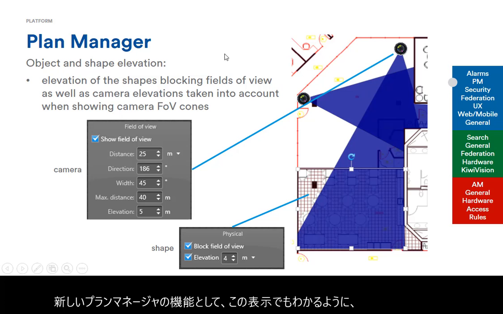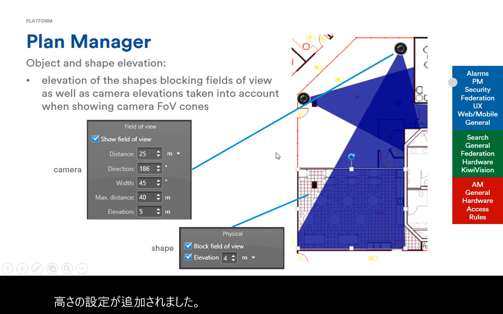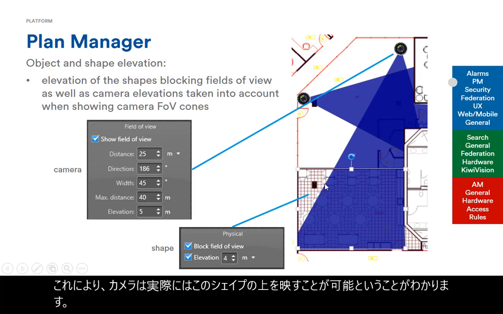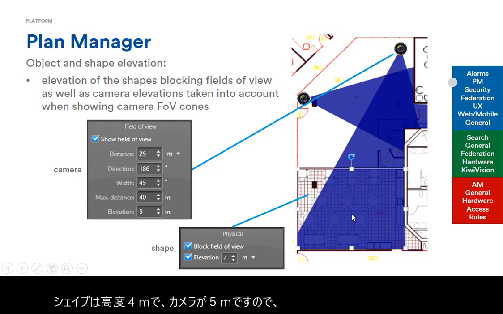Another nice new thing, and you might have noticed this on my map before, is we do have the elevation taken into account on the maps now. So I actually have a shape defined right here, and within that shape I gave it an elevation of 4 meters, and I said block field of view, which is why you can see the cone isn't going outside of it, but my camera itself is 5 meters up. So that means the camera is going to actually see over this shape. So it's 4 meters, the camera is at 5 meters, it's going to look over it. And that's well represented on the map at this point.